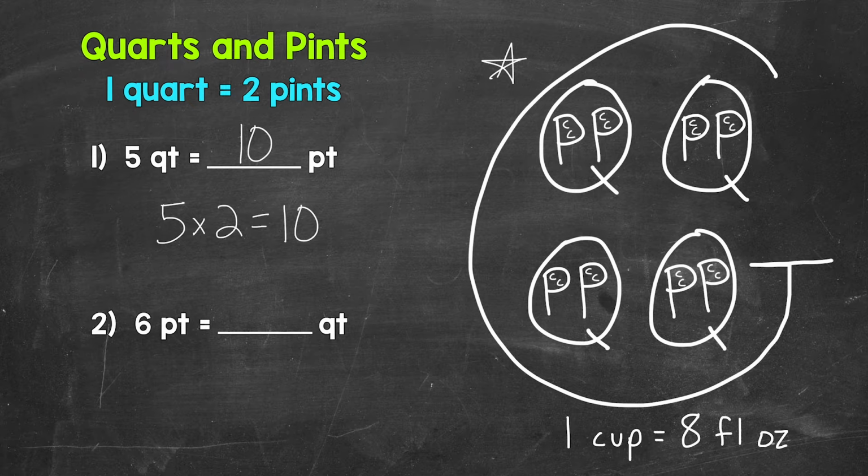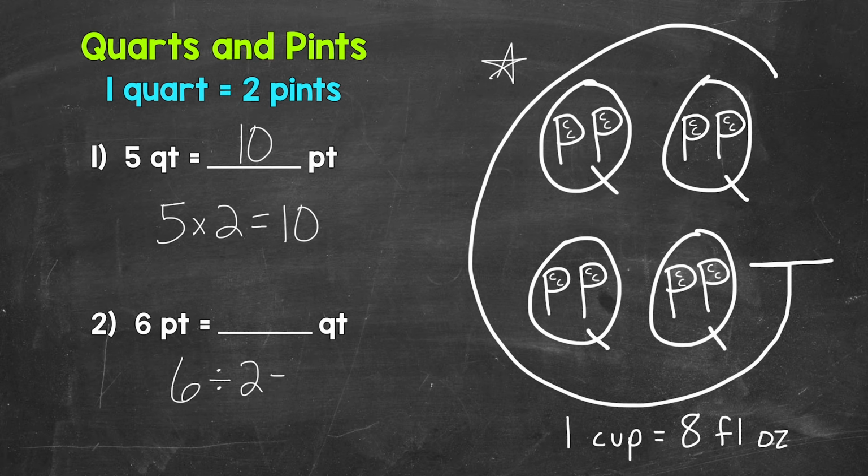Let's move on to number 2, where we have 6 pints equals how many quarts? So we're going from pints to quarts here. Well, each group of 2 pints equals a quart. So how many groups of 2 pints in 6 pints? So we need to divide here. We need to do 6 divided by 2. So when we go from pints to quarts, we divide by 2.